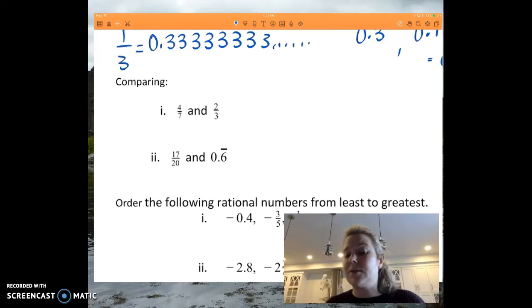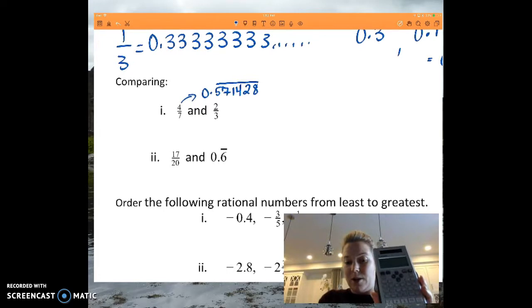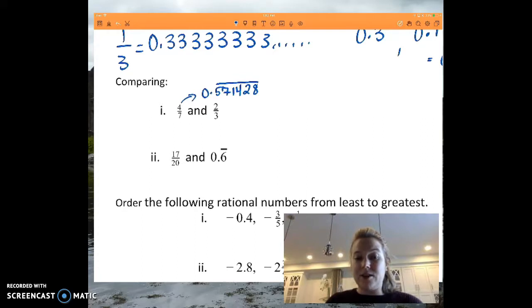There's an easy way, considering that we all have calculators and we're all going to use them. We're just going to actually do the division and make them into decimals. So 4 over 7 as a decimal is 0.571428, all repeating. When you put that into your calculator, you'll see that it starts to repeat after the 8.